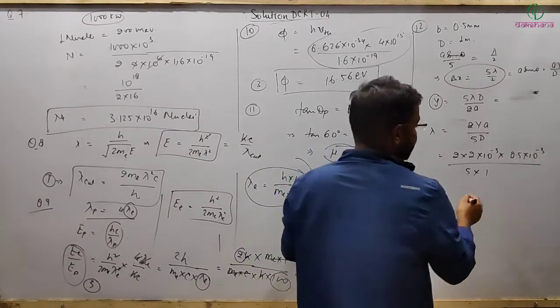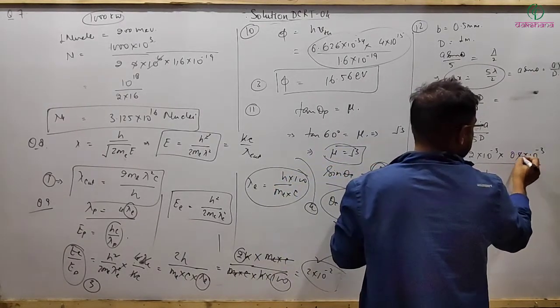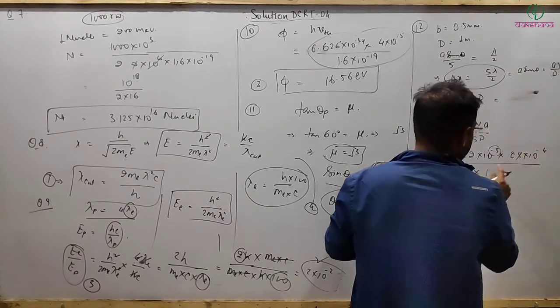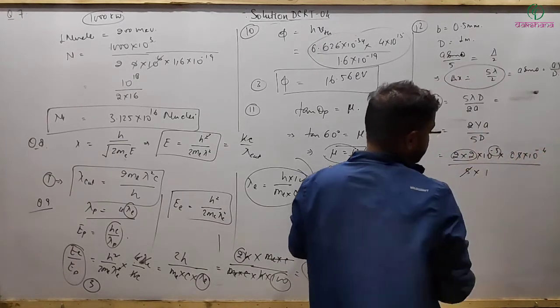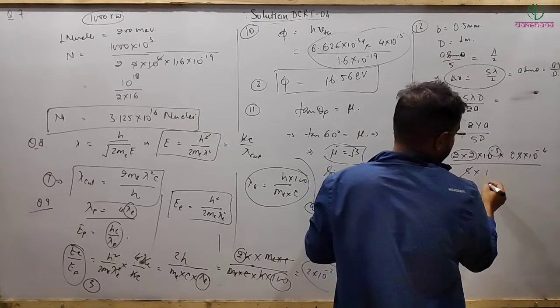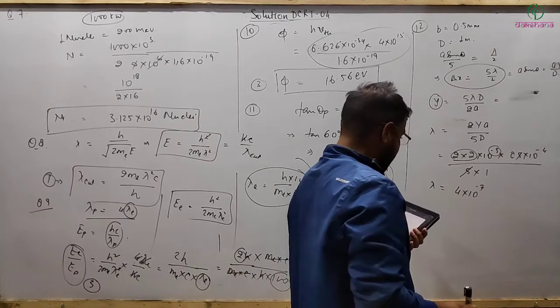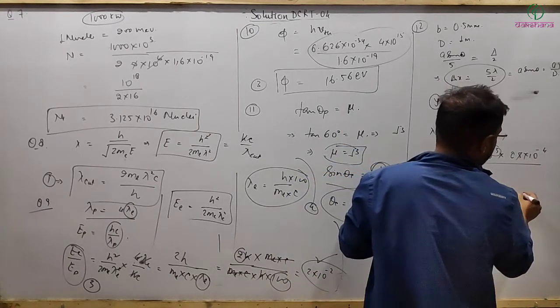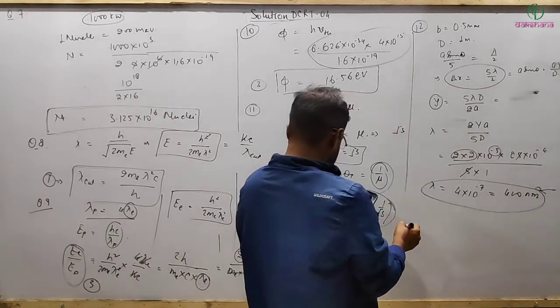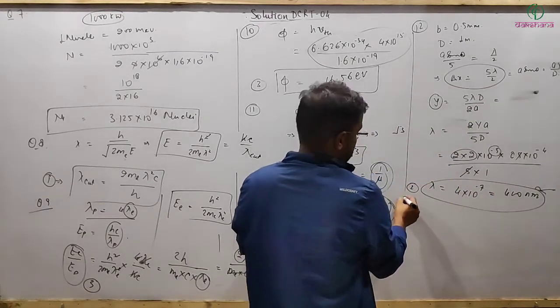So let us simplify this. So this is power minus 3 minus 4, and then we are left with 2 into 2, that's 4, and so lambda is coming out to be 4 into 10 to the power minus 7, which we can rearrange, this is 400 nanometer. So this is the answer matching with option number 2. Next question number 13.